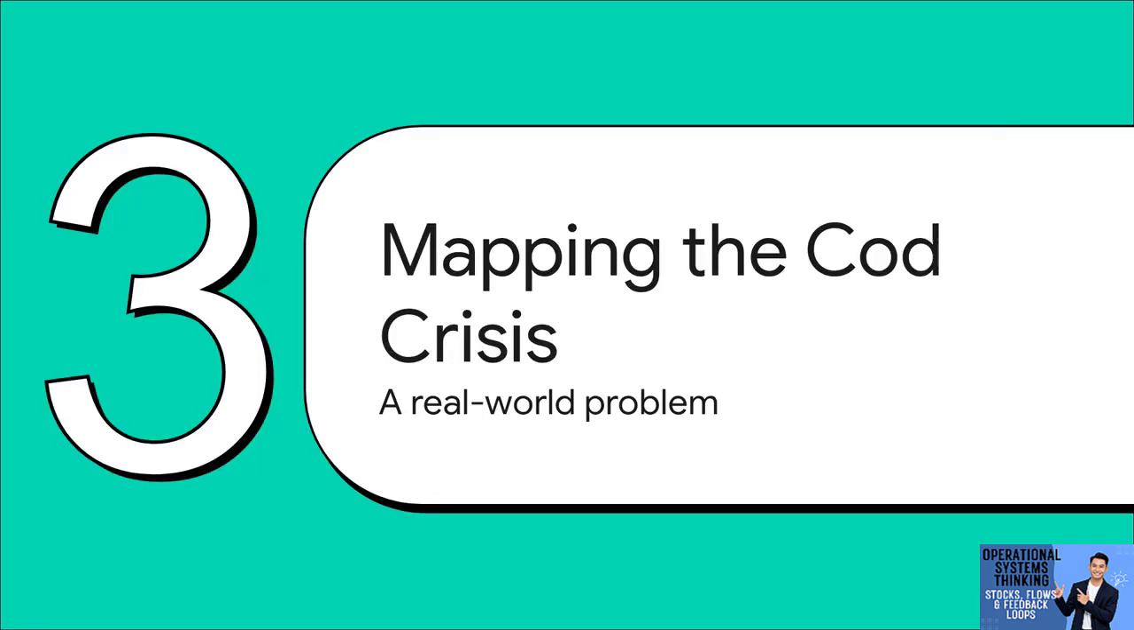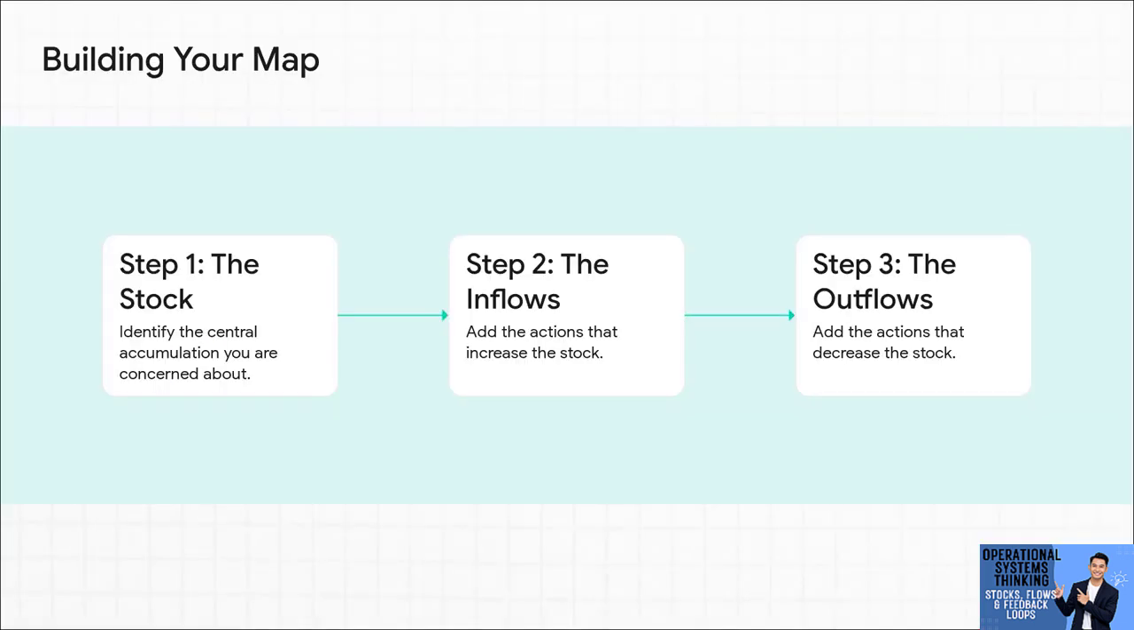Okay, theory is great, but let's make this real. We're going to leave the bathroom now and head out to the North Atlantic to look at the very real, very tragic problem of the collapsing cod population. And we can actually map this system using our new tool. Building one of these maps is a really simple three-step process. First, you identify the main stock you're concerned about. Then, you add the inflows that fill it up. And finally, you add the outflows that drain it.